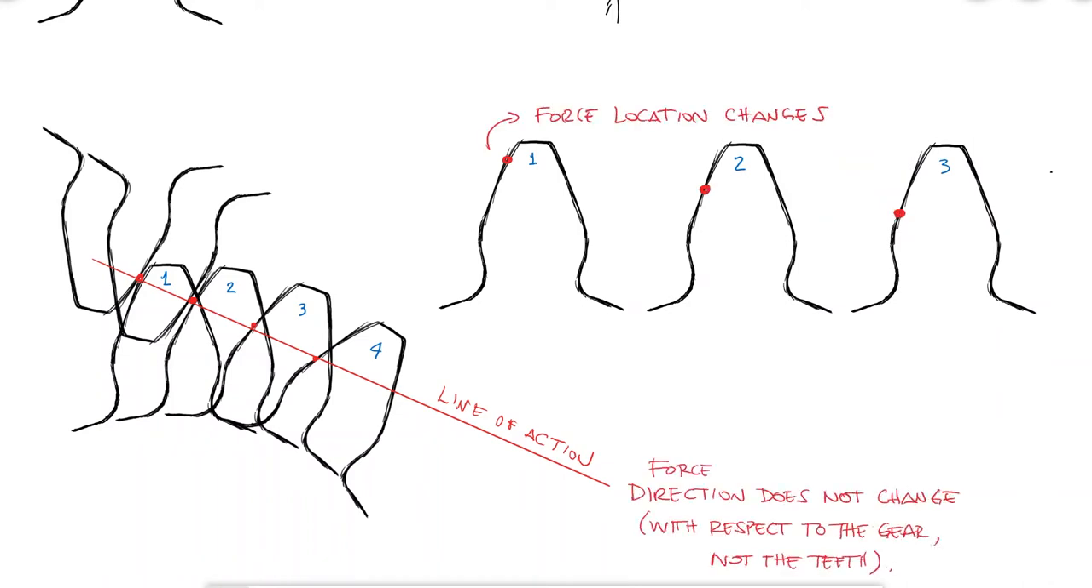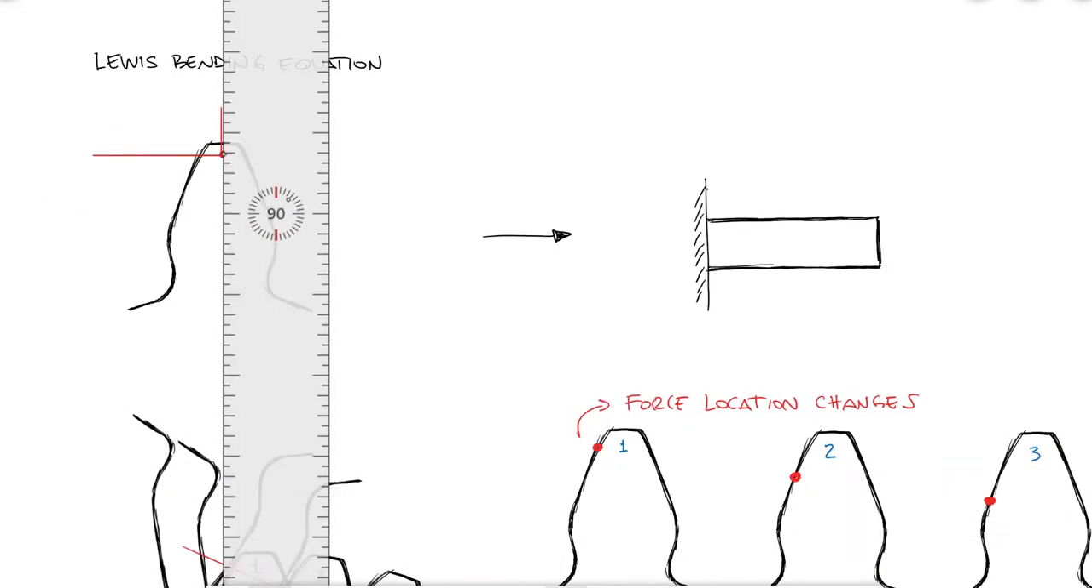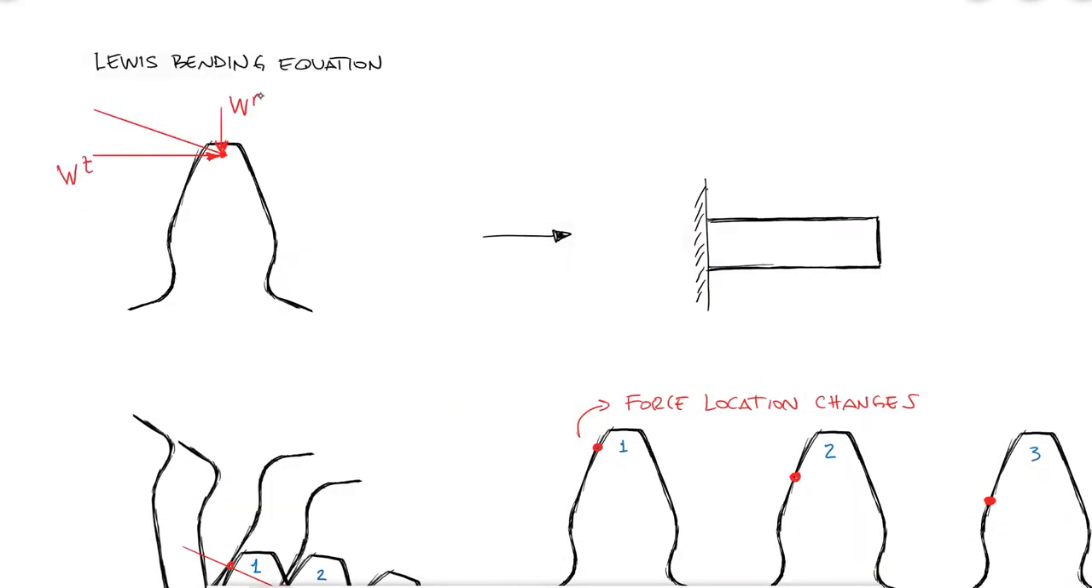If we look at the tooth profile, we could place the force component around the tip of the tooth, kind of like a worst case scenario, and we could identify where the maximum moment will happen. We'll label that location as lowercase a. The thickness of the tooth at the base will be t, and the height, which we'll treat as a length, will be lowercase l.